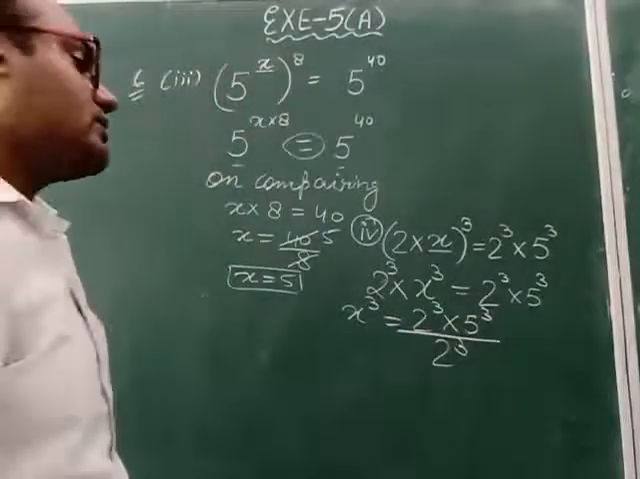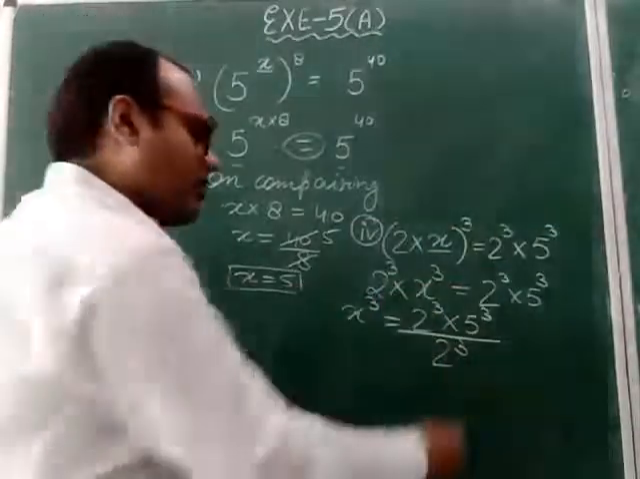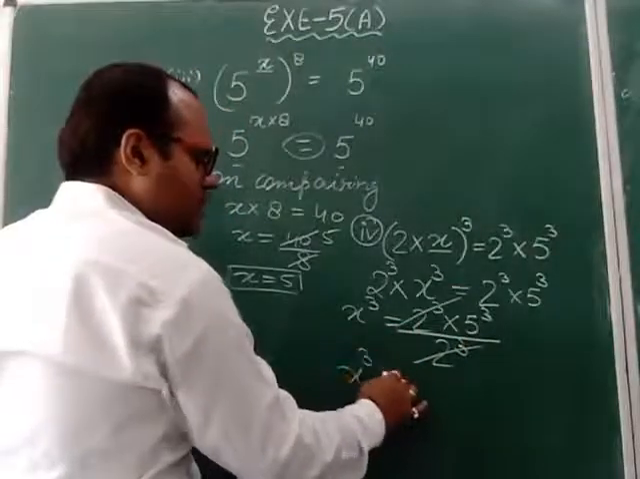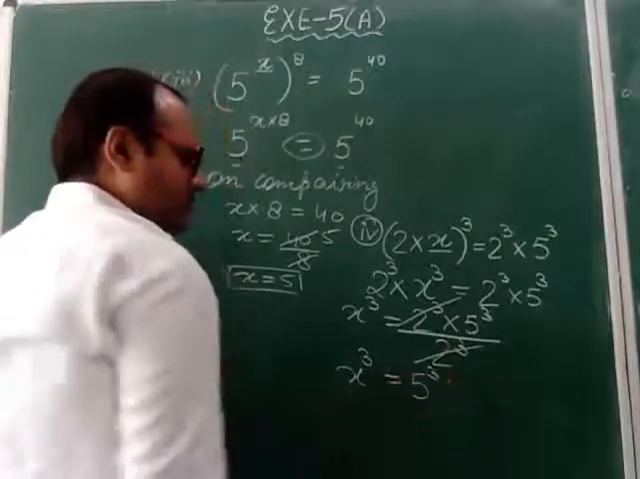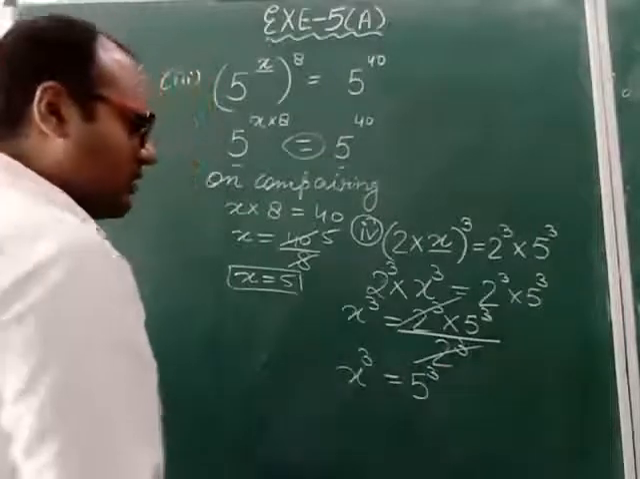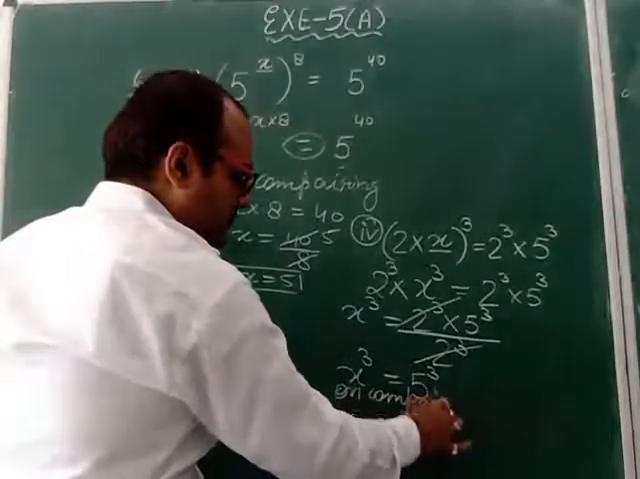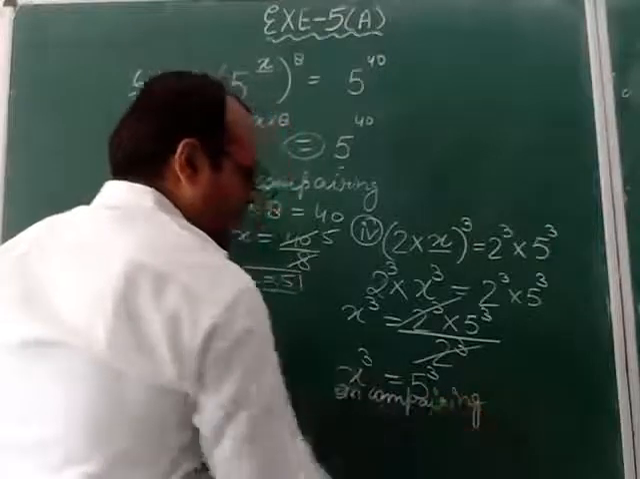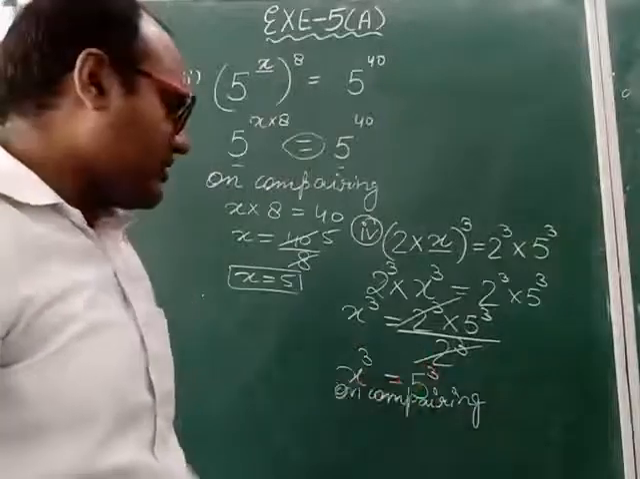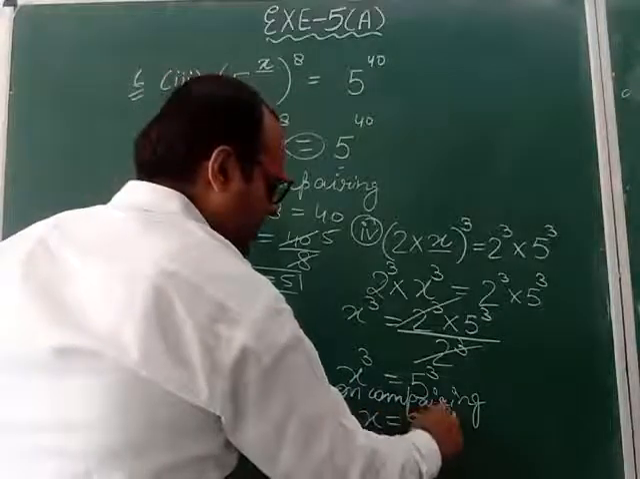So what we have done, this 2 power 3 is in multiply. On the right side we will take it in divide. Now 2 power 3 and 2 power 3 will get cancelled. So x power 3 equal 5 power 3. Now the equal sign is coming in between. Powers are the same. So we will compare both the sides. On comparing, when we compare both the sides, power 3 will take the place of power 3, x will take the place of 5. So that means the x answer is equal to 5.